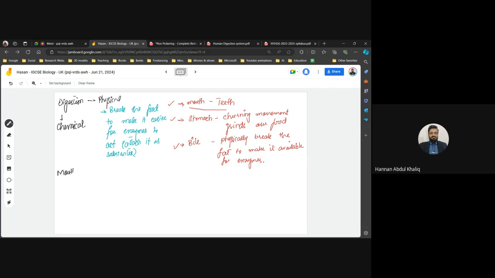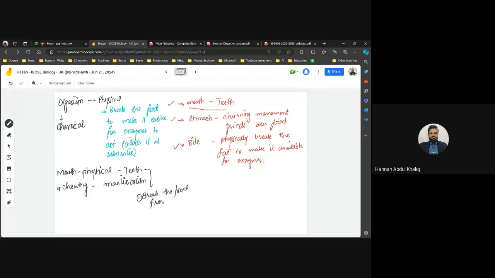The physical digestion in the mouth is done by the teeth. Often we call it chewing, but that is not a biological terminology. The biological terminology is mastication. Mastication means eating or grinding your food. Now, remember that mastication is done with the help of teeth, and teeth have different purposes. One purpose of the teeth is to break the food from the source.